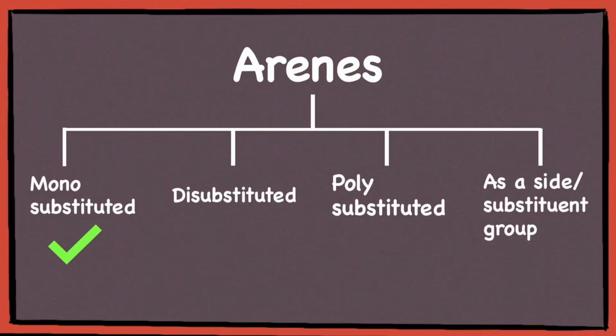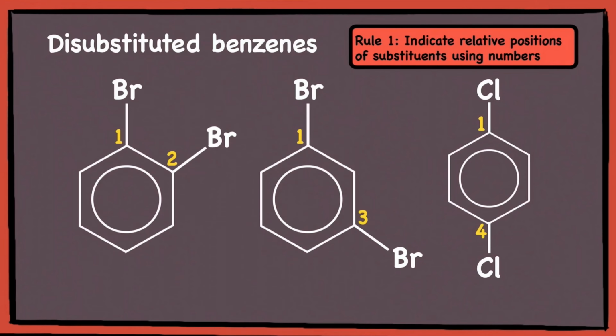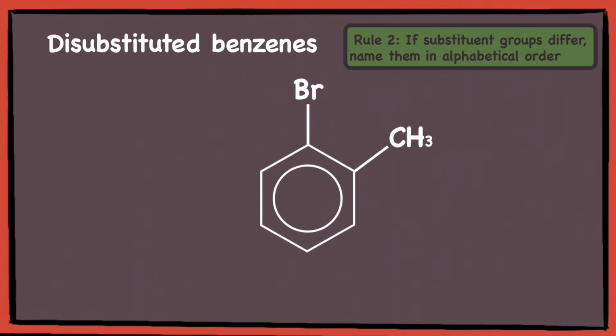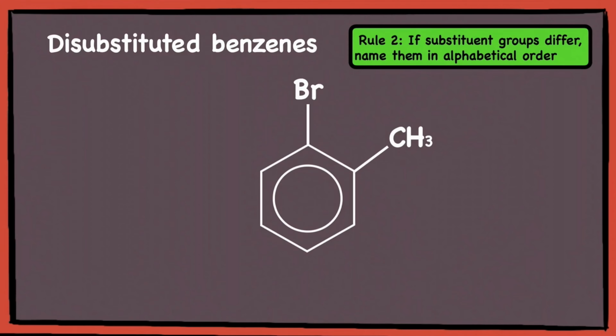Moving on to disubstituted benzenes, meaning there are 2 substituent groups, the general rules are: rule number 1, numbers are used to indicate the relative positions of the 2 substituents. For example, in this case, it's called 1,2-dibromobenzene, and this is called 1,3-dibromobenzene, and this is called 1,4-dichlorobenzene. Rule number 2. If the 2 substituent groups are different, name the 2 different groups in alphabetical order.